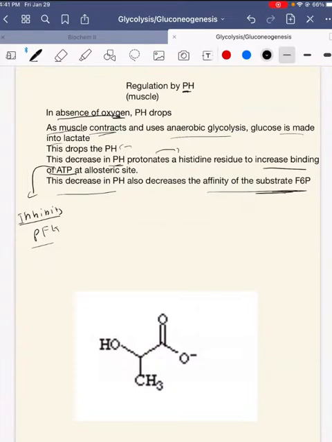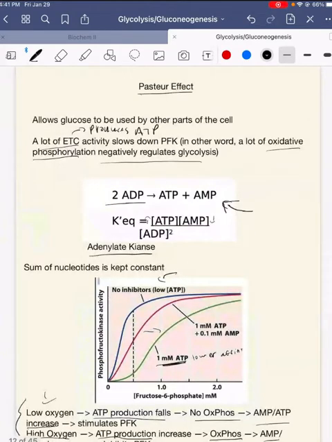Question. Yes. So this is all in connection to the Pasteur effect? Yeah, the Pasteur effect is mainly related with the ATP and AMP levels, but all of this stuff regulates PFK. Okay, good. Does that make sense? Thank you. Yes.